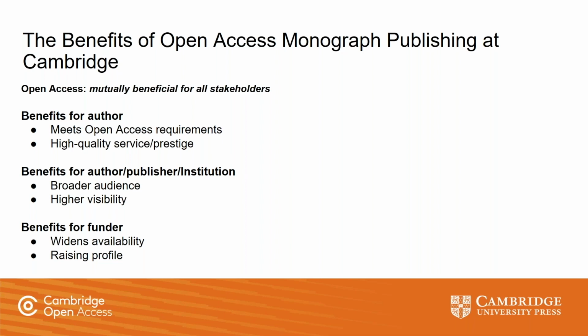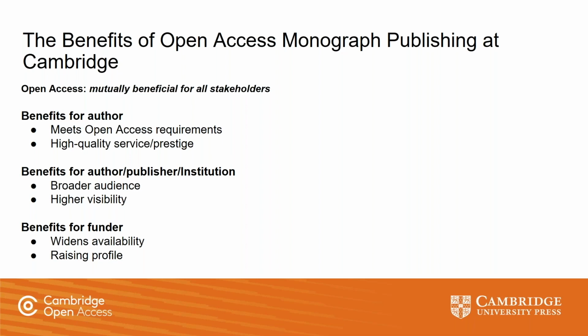So first of all, monographs are now a rapidly growing area of our open access publishing at Cambridge, with 66 titles now published in our open access programme as of this past January. And we see this as an enterprise which is mutually beneficial to all three of the main stakeholders, the author, the publisher and the institution.